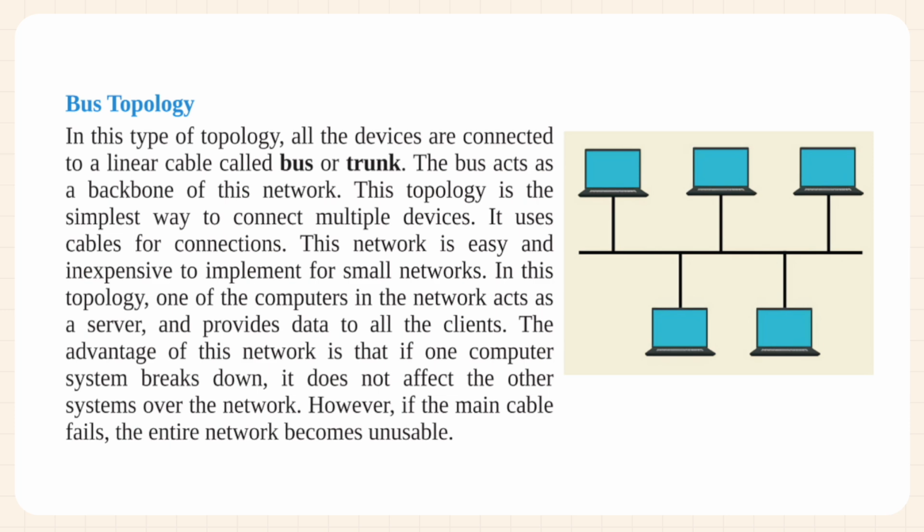In this topology, one of the computers in the network acts as a server and provides data to all the clients. The advantage of this network is that if one computer system breaks down, it does not affect the other systems over the network. However, if the main cable fails, the entire network becomes unusable.